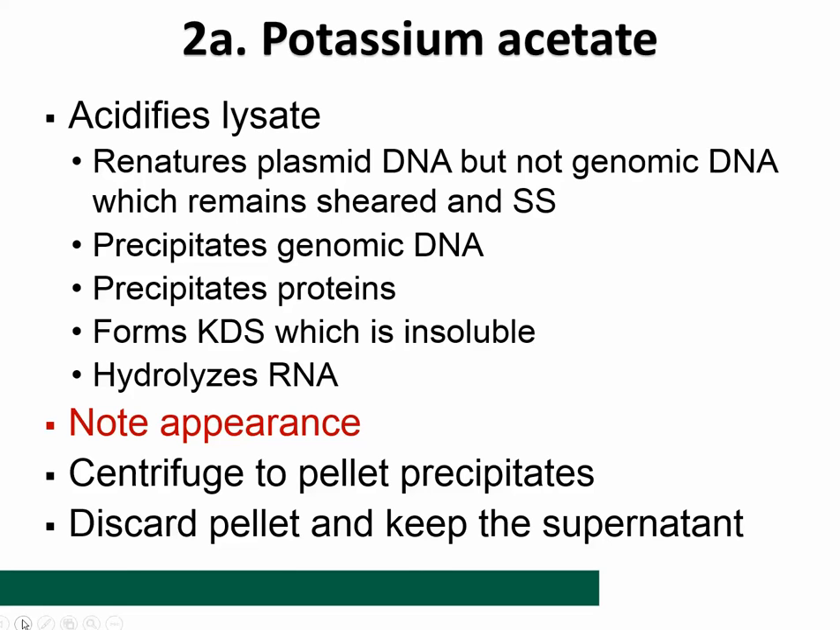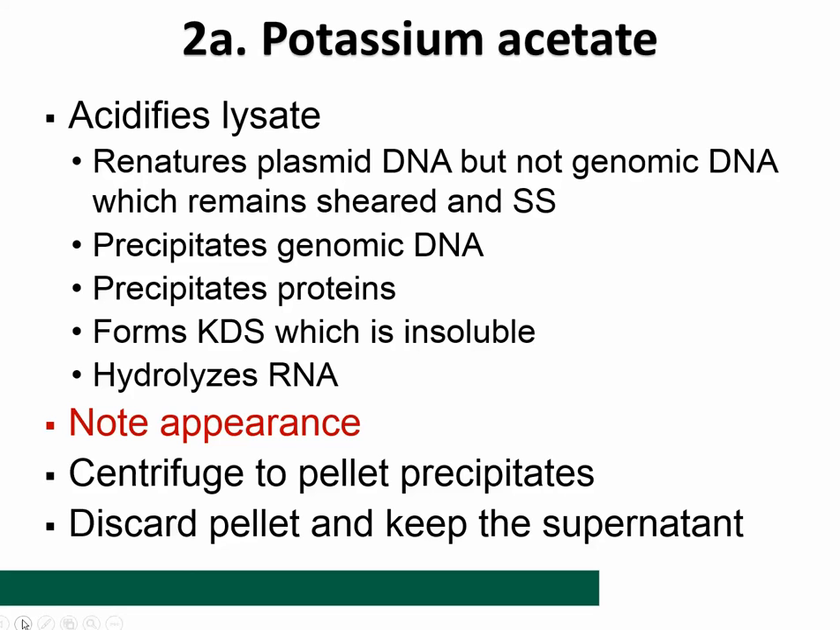Another thing that happens by the addition of potassium acetate is that it precipitates genomic DNA. The potassium will interact with the DNA and neutralize the negative charges on the genomic DNA, and the DNA will fall out of solution. It also interacts with protein to precipitate protein to form potassium dodecyl sulfate precipitates.